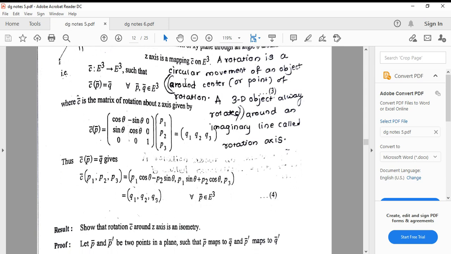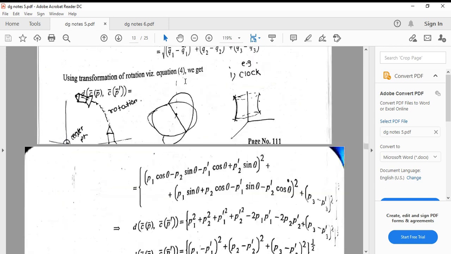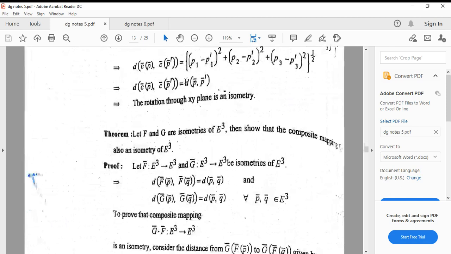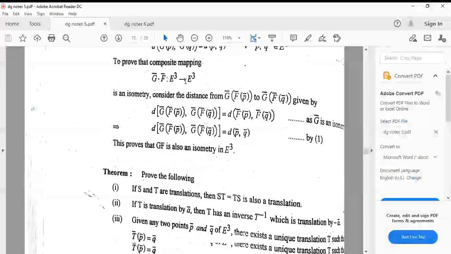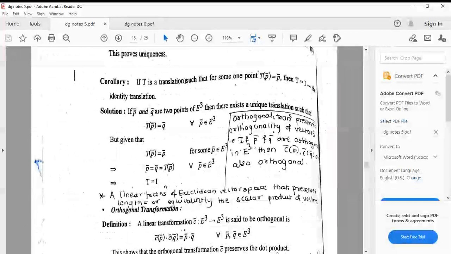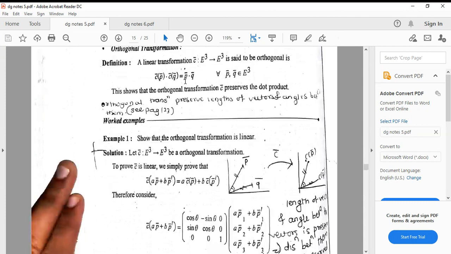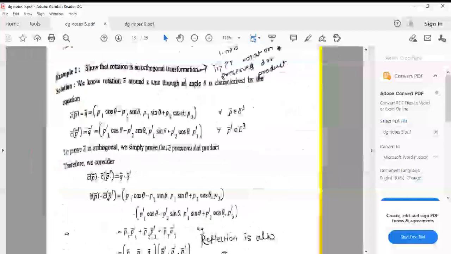If you are not able to go with this, you can go for the classical mechanics notebook. There we have studied in detail how to find the rotation matrix, and afterwards we found the orthogonal transformation. What is an orthogonal transformation? It preserves the dot product, and it is a linear transformation. As it is a linear transformation, it keeps the origin as it is. This is a property of a linear transformation.